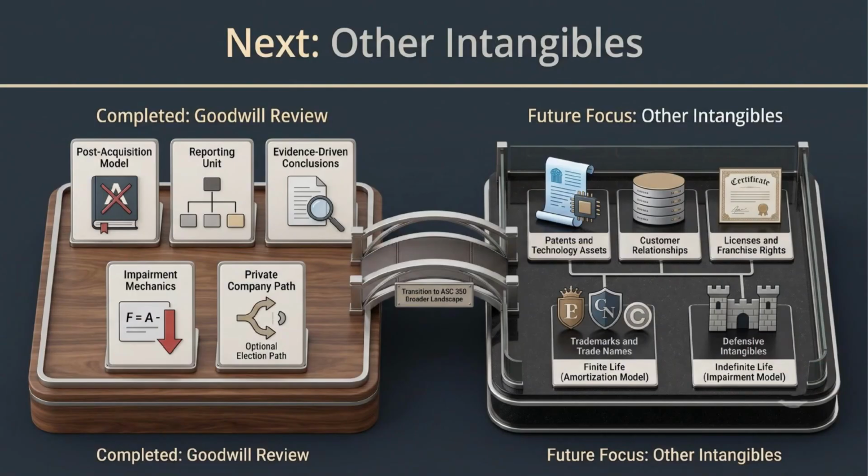We covered the post acquisition model, reporting units, evidence driven triggering event conclusions, qualitative and quantitative testing, impairment measurement, journal entries, tax cautions, disposal issues, equity method goodwill, and private company alternatives. In the next video, we move from goodwill to other intangible assets, including patents, technology assets, trade names, customer relationships, licenses, and defensive intangibles. Thank you for studying with me.